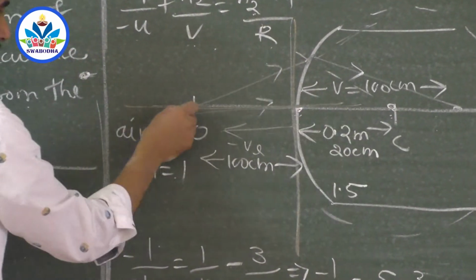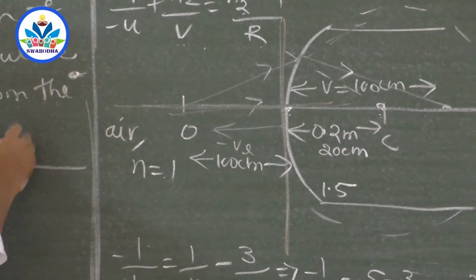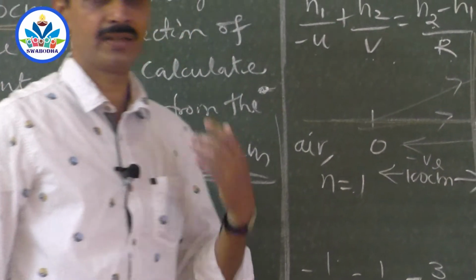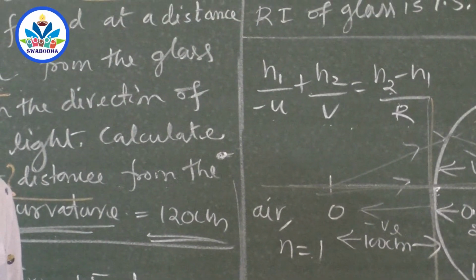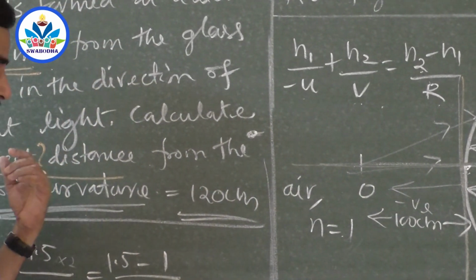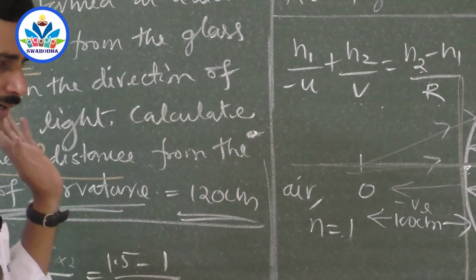20 plus 100. So the answer to their question is 120 centimeters. Am I right? The object distance is from the pole, because in our sign convention all distances are measured from the pole. But they are asking this distance. So 100 plus 20, 120 centimeters. So object distance is 100, no doubt.